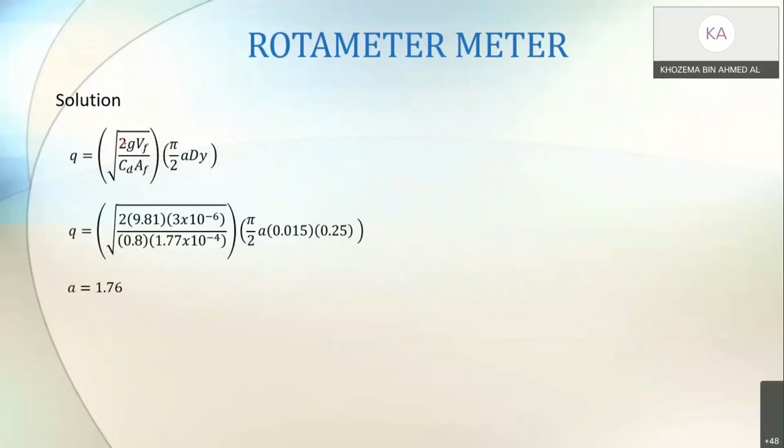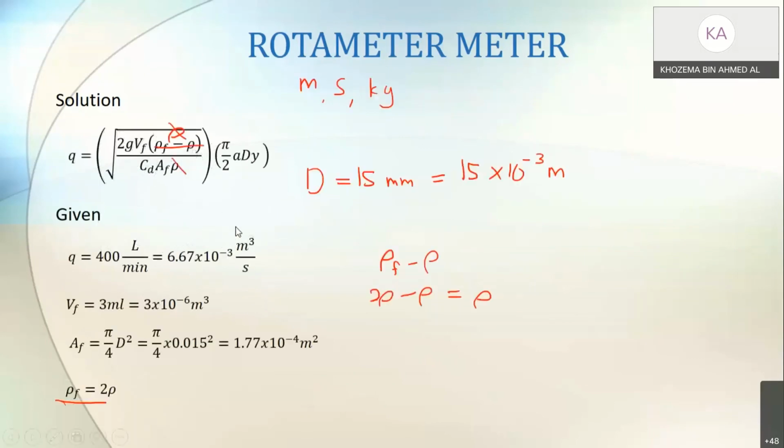Now we have calculated, we know the value of G, we have calculated the volume of the fluid in terms of meter cube. CD was given, AF we have calculated in terms of meter squared. Pi over 2, A is the value that we want to find. D is known, 15 mm, we change it into meter. And then Y is 250 mm, we change it into meter. And then the value of Q here, we already changed it to meter cube per second.